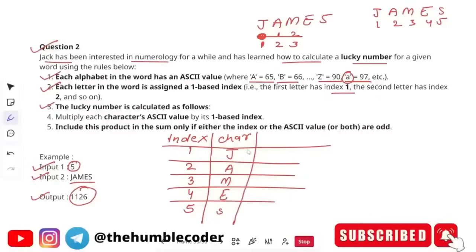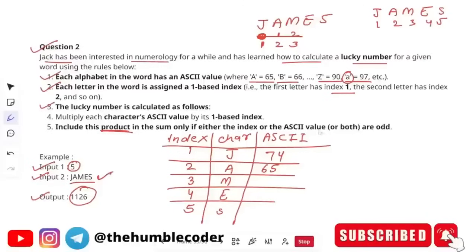We have the indexes, we have the characters, we need ASCII values, right? Because the sum, how it will be created, it was told that include this product in the sum. Product of what? Product of ASCII value and the index. So first of all, let's note down the ASCII values of these characters. For J, the ASCII value is going to be 74. For A, it is going to be 65. And note that all the characters are capital letters, so you have to consider the ASCII values from 65 to 90. Just in case the letters were small, you would have to consider that way.